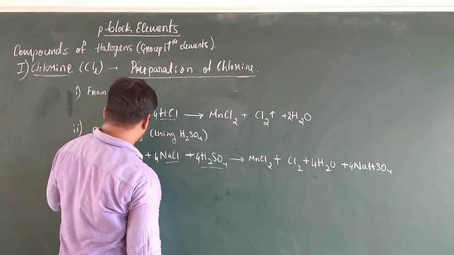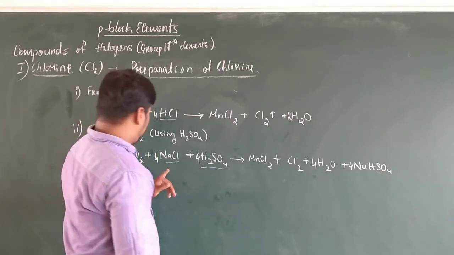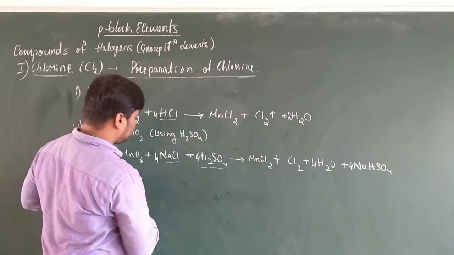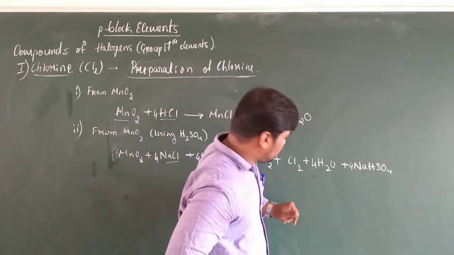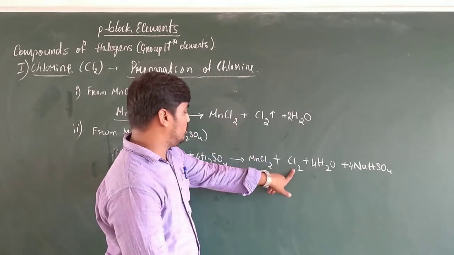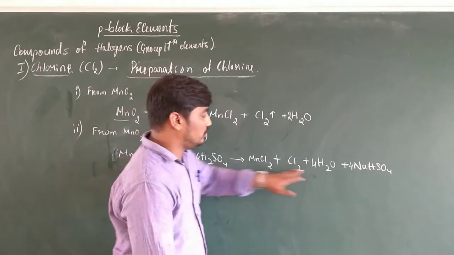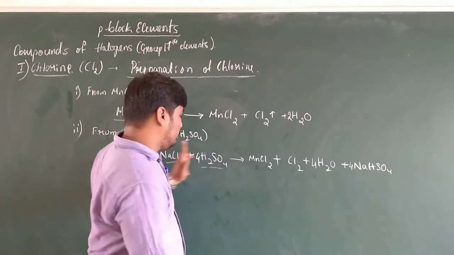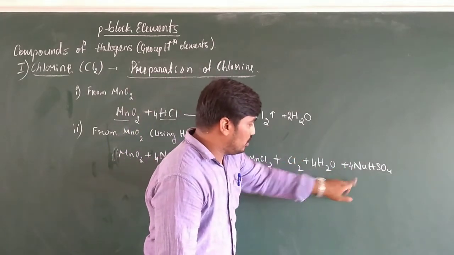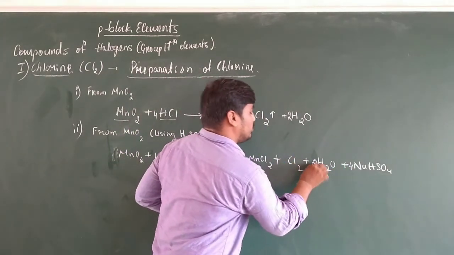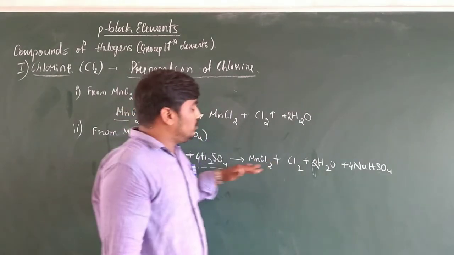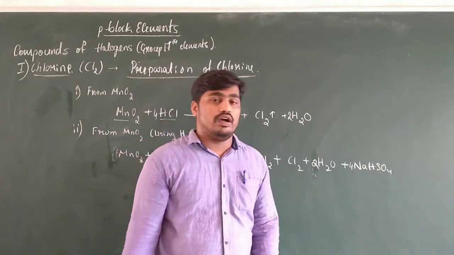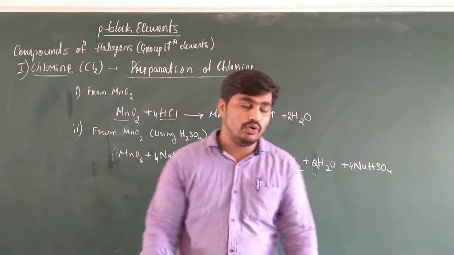Here we observe the oxygen, 2 into 2. So now the reaction is balanced, I think. 4 Cl, 4 Na, Mn. Okay, here we should multiply. Now the reaction is balanced. So this is the balanced chemical equation for the preparation of chlorine.